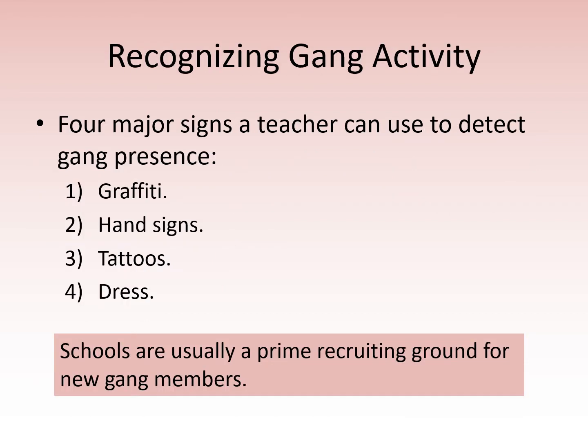What kinds of things should you as a teacher be on the lookout for regarding possible gang activity in your school or classroom? Here are four major signs that experts tell us to watch for: graffiti, hand signs, certain tattoos, and certain types of dress. And realize that schools are a prime ground for recruiting new gang members. So let's take a look at these items more closely.